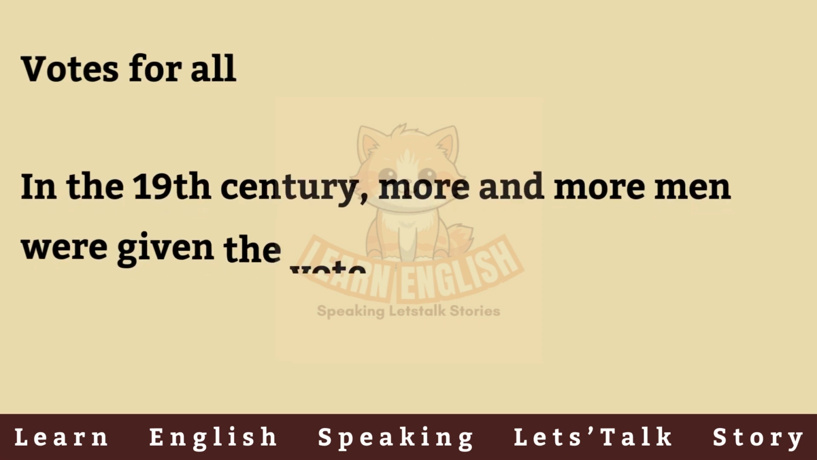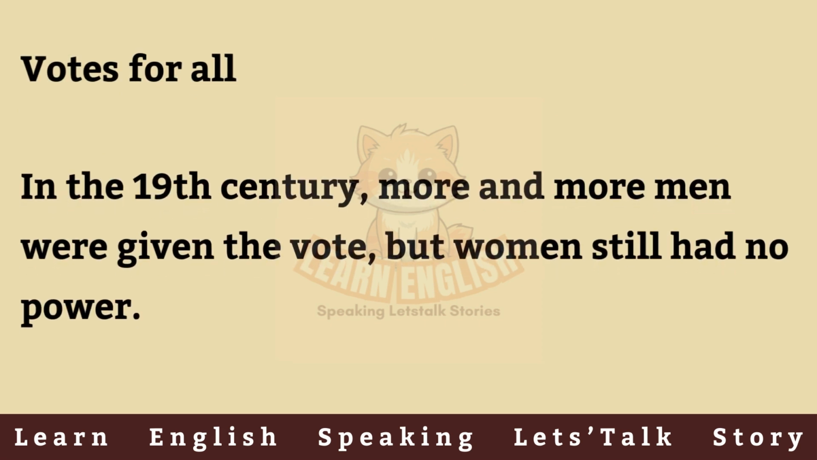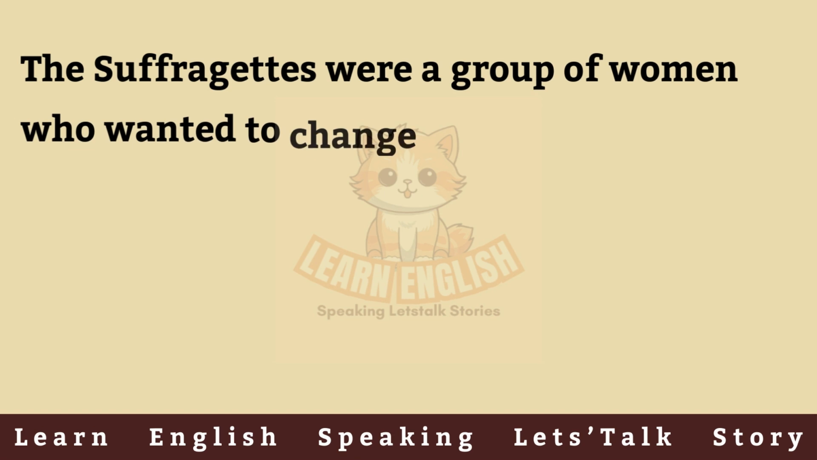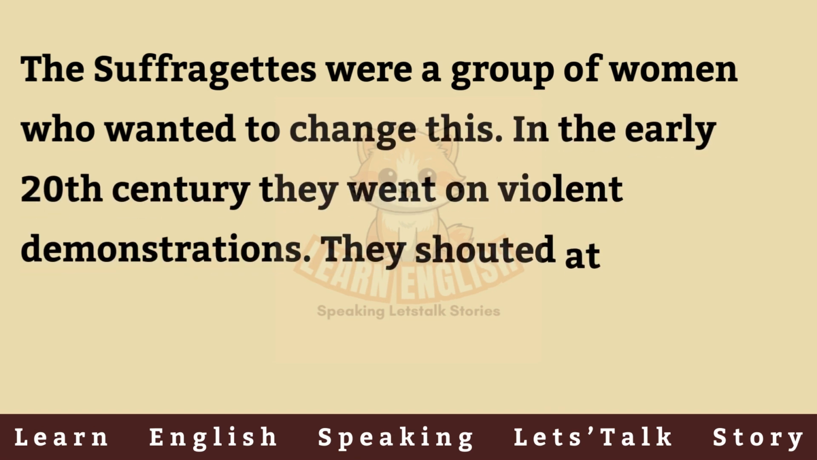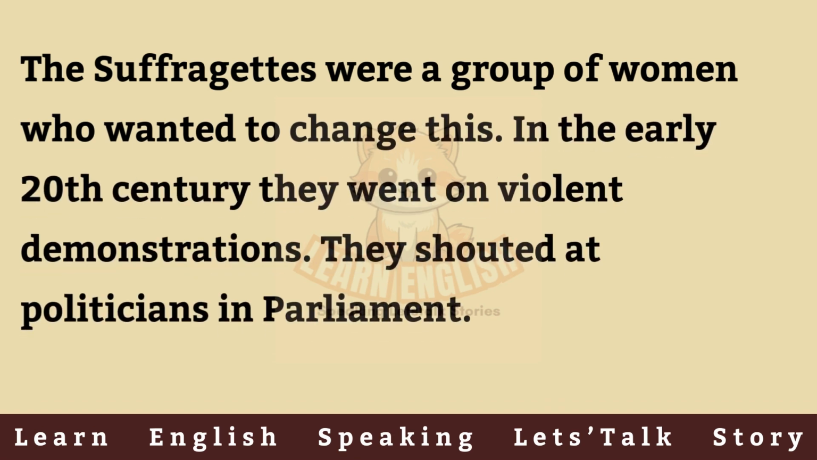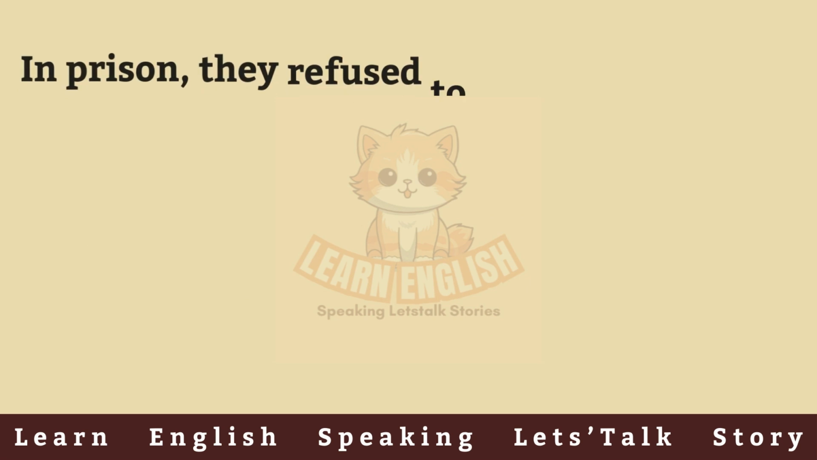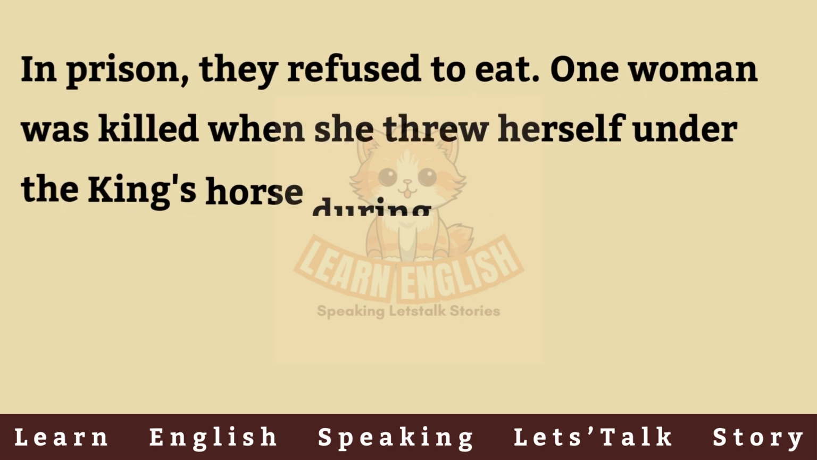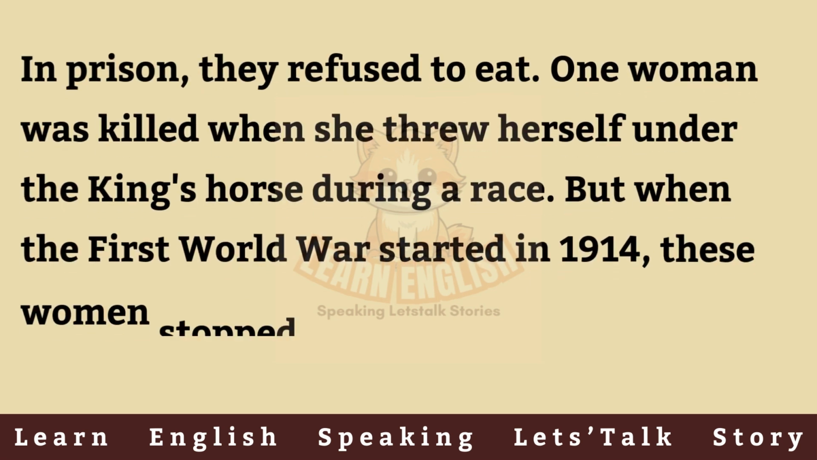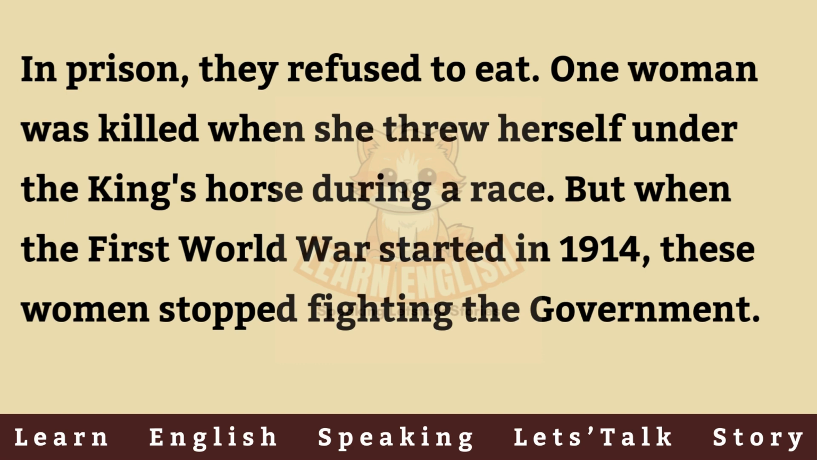Votes for all. In the 19th century, more and more men were given the vote, but women still had no power. The suffragettes were a group of women who wanted to change this. In the early 20th century, they went on violent demonstrations. They shouted at politicians in Parliament. In prison, they refused to eat. One woman was killed when she threw herself under the king's horse during a race.